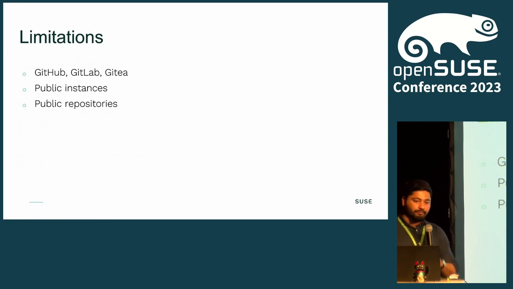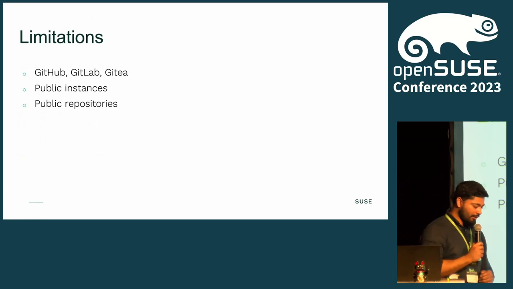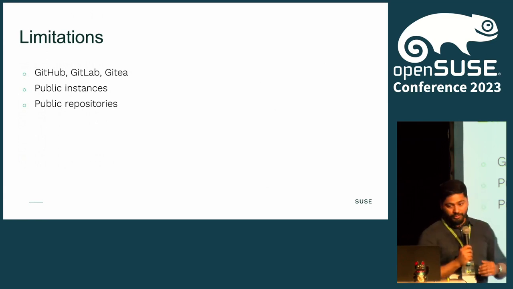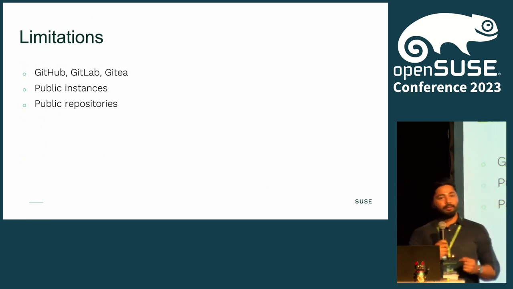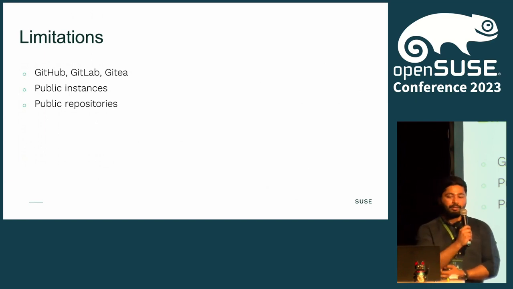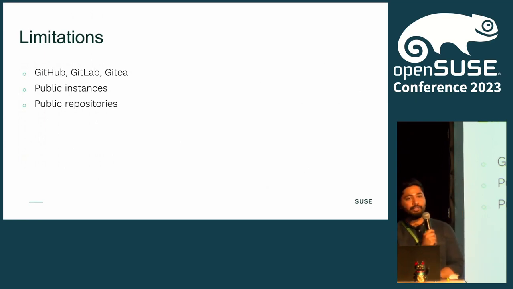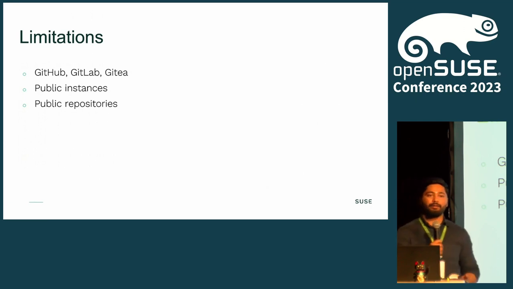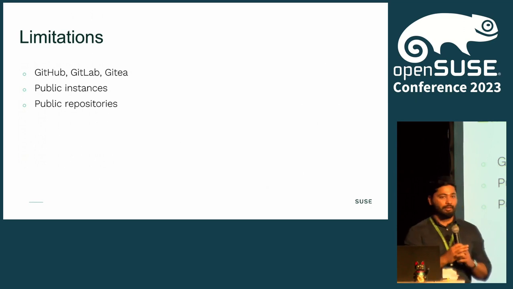And yeah, so about the limitations. Right now, the workflows are only supported for GitHub, GitLab, and Gitea. And we can only access the repositories that are public at the moment. And the instances for GitHub and GitLab should be public as well. So these are the limitations right now. Private repositories and private instances are not accessible, or we don't support them right now in the workflows.